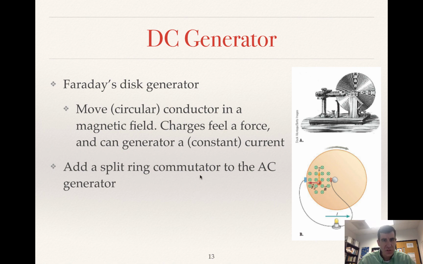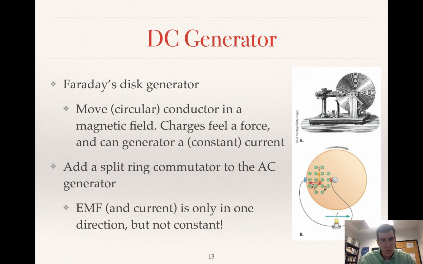Something else you can do: we talked about an AC generator, and we talked about split ring commutators back when we talked about DC motors, but you can add a split ring commutator to an AC generator and you can actually flip the sign of one of the cycles. So you don't actually get a nice constant voltage, but you get something that's always positive or always negative, depending on how you attach it. So the EMF is always in one direction, but it's not constant, although there's other stuff you can do to the circuit to make it look more constant.